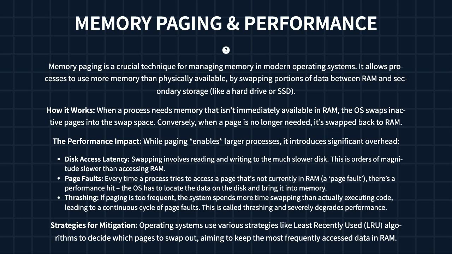This constant swapping creates page faults, which are like little delays every time a program needs data that isn't already in memory. If this happens too often, it can lead to a frustrating situation where the computer spends all its time switching things around instead of actually doing anything useful. That's called thrashing. Operating systems try to be smart about this by keeping the most used pages close at hand, but it always comes with a performance trade-off.